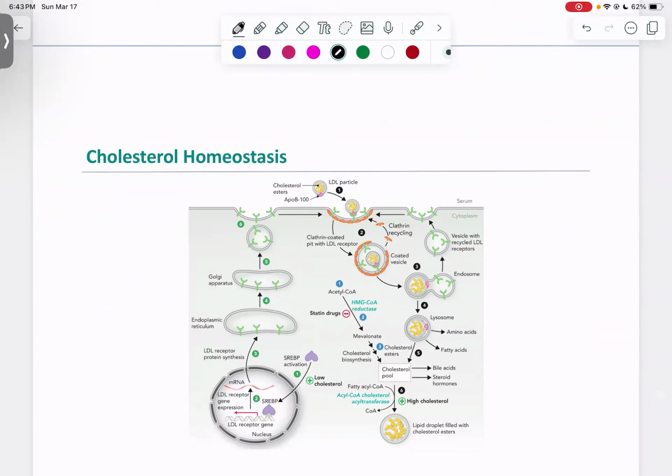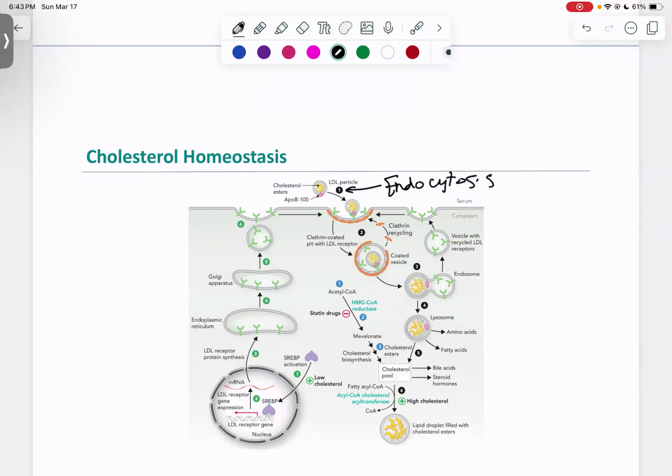So there are 3 big processes that control our cholesterol homeostasis in our liver cells, and your book has kind of classified them. If you look at the numbers, you'll see the numbers are in different colors. So the first one, the black ones, are endocytosis. So this is endo, I don't think they say this, maybe.